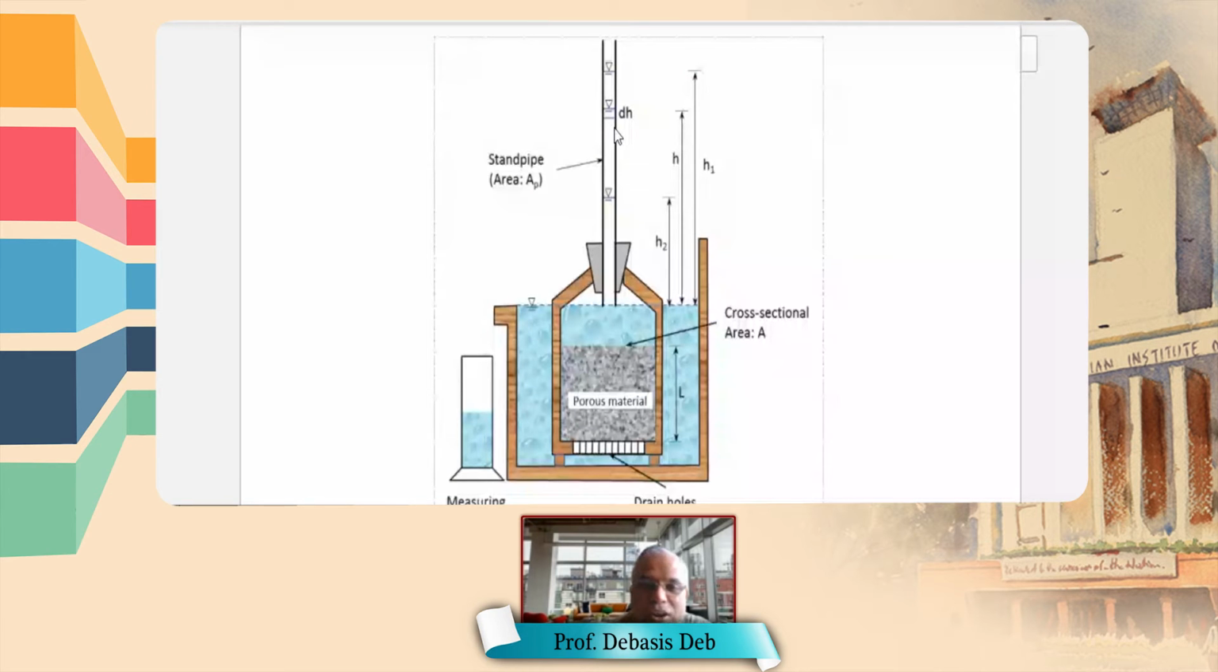That means we are allowing the head to change. In the previous experiment, we did not allow the head to change. So the water inlet is equal to the water outlet. So it's basically a completely steady state flow. That means whatever is coming in, that is coming out. Here what is happening, let's say there is an initial water head, and we know the cross-sectional area of this. That's called the standpipe, and let's say the cross-sectional area is AP.